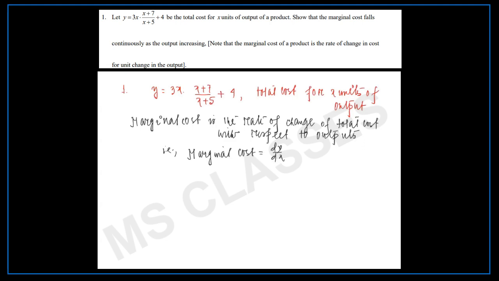Now we have y. This is a differentiable function provided x is not equal to minus 5. Since x represents output, it cannot be negative, so x is greater than or equal to 0. Therefore, y equal to 3x into (x plus 7)/(x plus 5) plus 4 is a differentiable function.